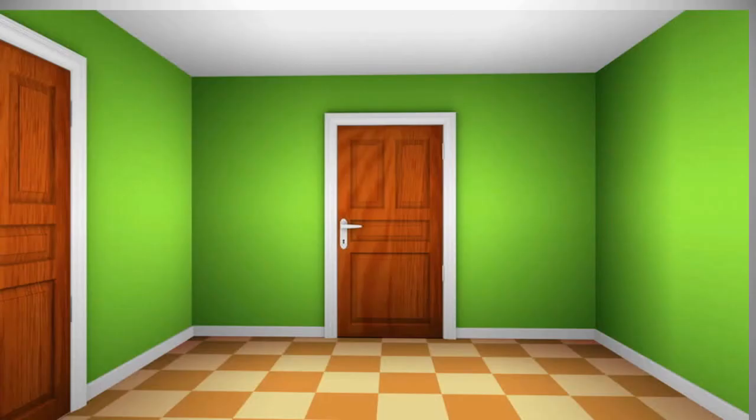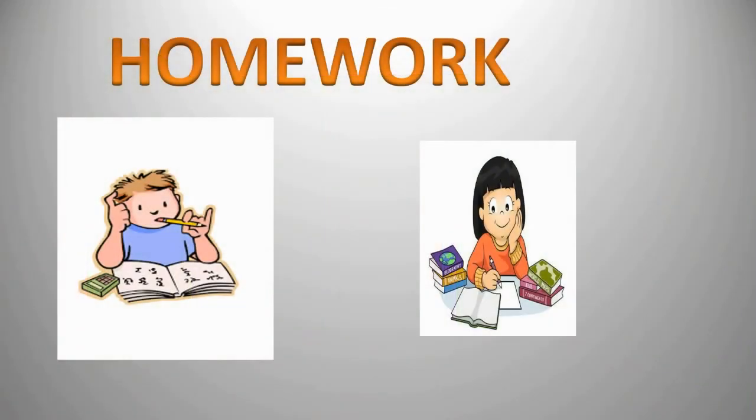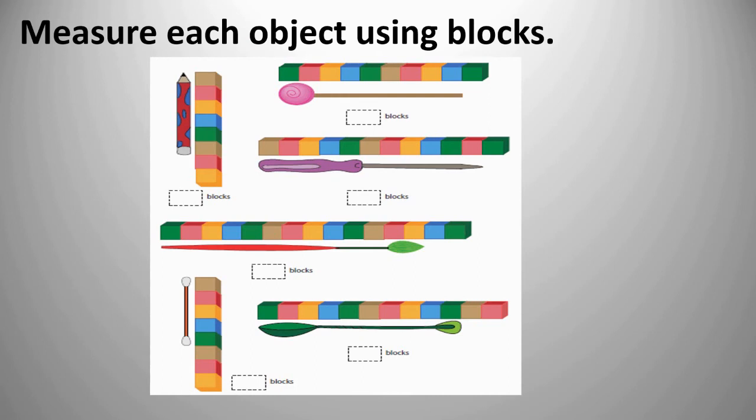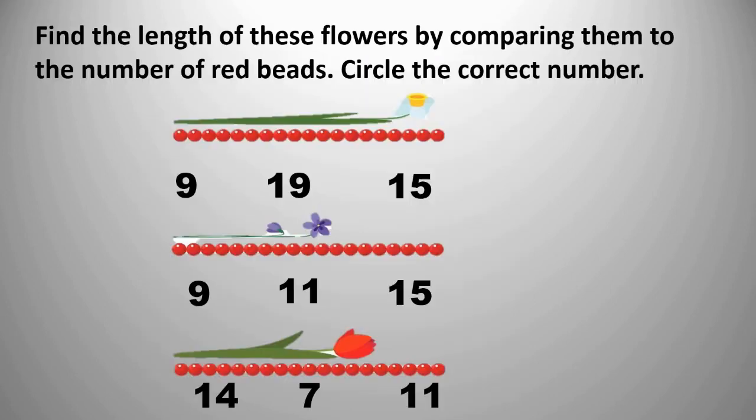Now student, activity time. You have to find the length of each side of your house using foot span and write each length in your notebook. It's your homework time. Measure each object using blocks. Find the length of these flowers by comparing them to the number of red beads. Circle the correct number. Thank you.